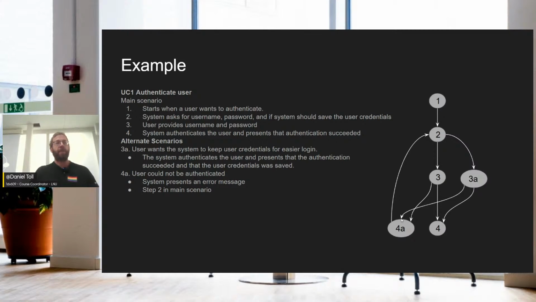So 1, 2, 3, 4A, 2, 3, 4, perhaps, where you first don't get logged in and then you get logged in, but with correct credentials. And then I would make sure that I follow the other paths here. So 1, 2, 3A, 4 perhaps, and then 1, 2, 3A, 4A, 2, 3, 4, or something like that, if that makes sense. And the more scenarios I create here, the more certain I am that I have implemented a more reliable system.